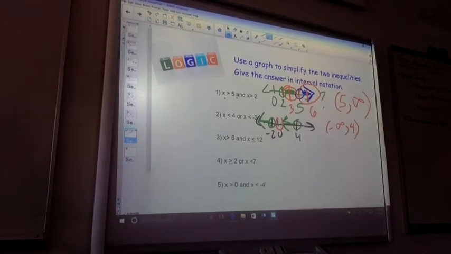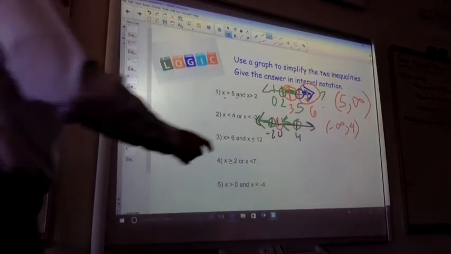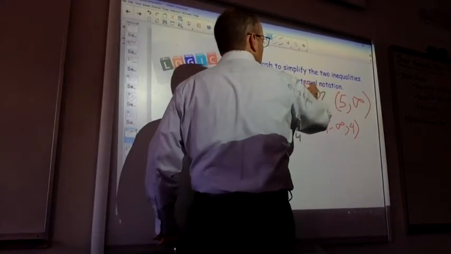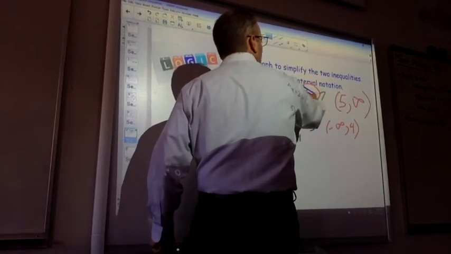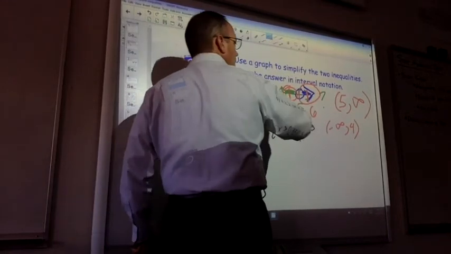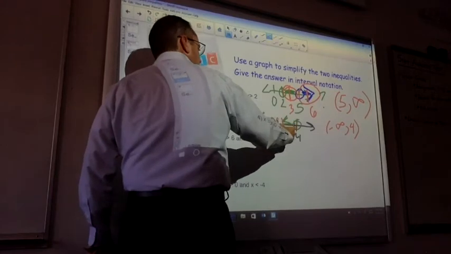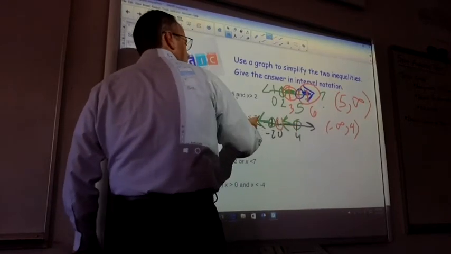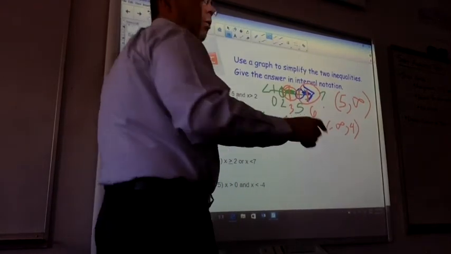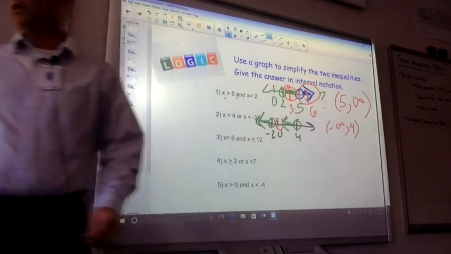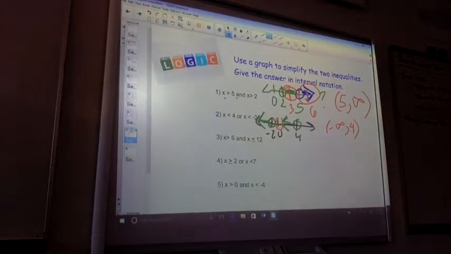And up on top, we couldn't include the shaded region between the 2 because this is the only region that works for both of these problems. Even though I had the shaded region, the overlap, it's an or scenario, so one or the other will work, or one region or the other.